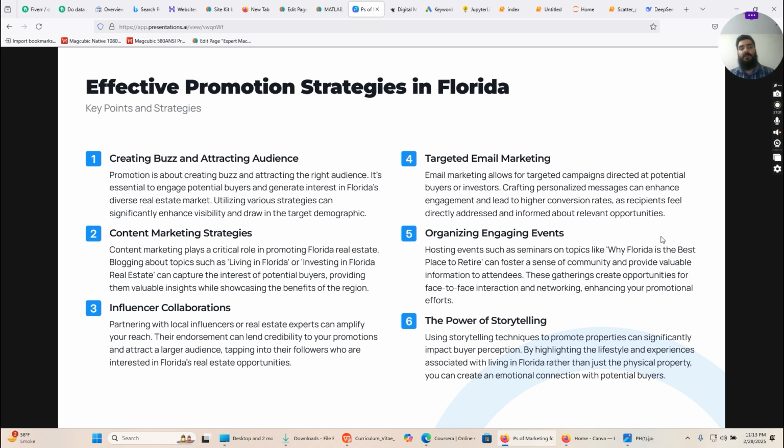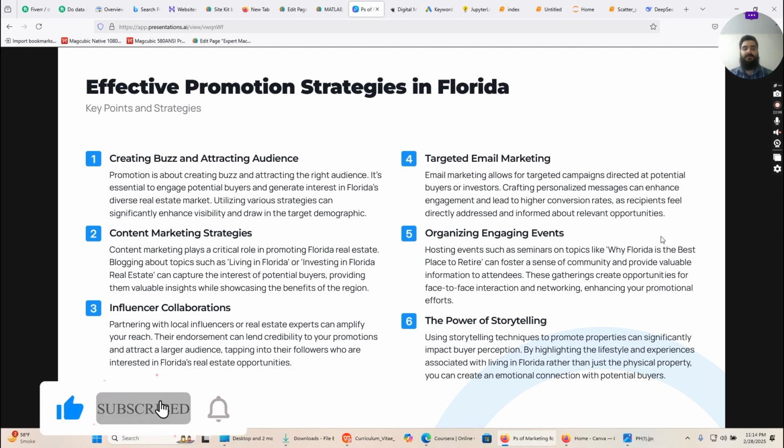Then there is another thing called influencer collaboration, which is quite famous these days. For example, you have a community in Florida and you hire Ronaldo to collaborate with you and make some content out of it and post it on social media. Now every person that is following Ronaldo might be able to see that post, and can see the opportunity or benefits that your real estate properties have to offer.